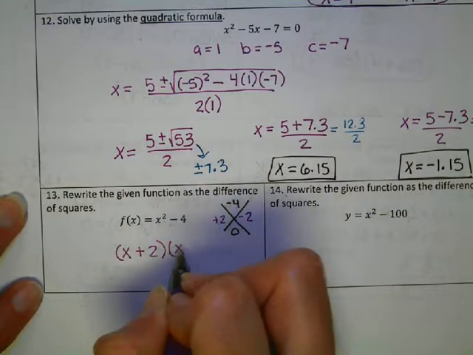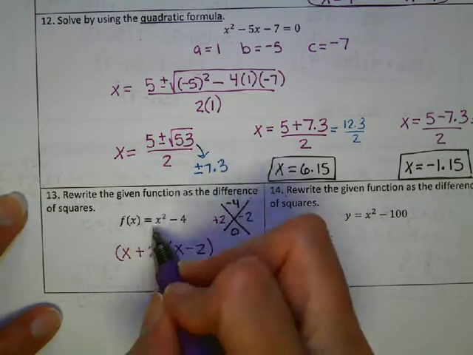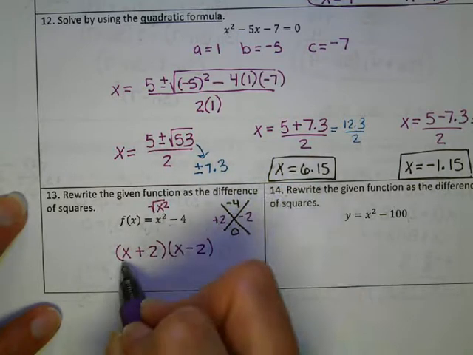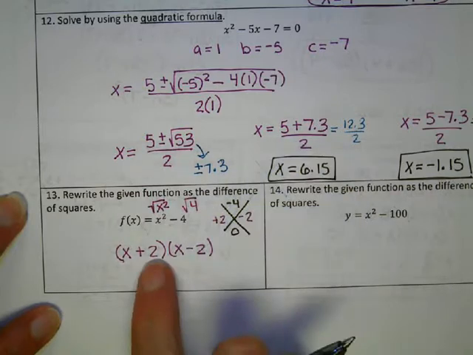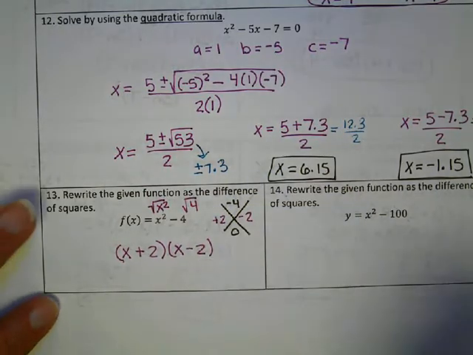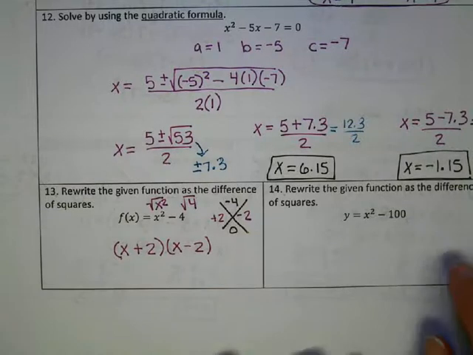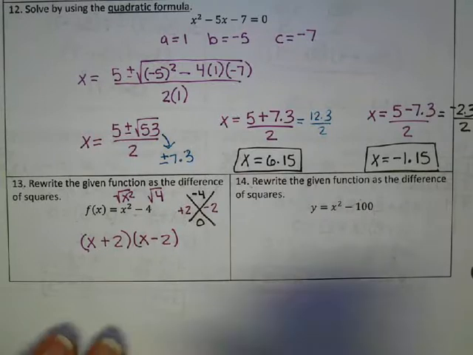So you can use the x method, or you can know that the square root of x squared is just x and x. The square root of 4 is going to be 2 and negative 2. So either square rooting or using the x method, we're coming up with what makes this a difference of squares. So you're looking for two parentheses.